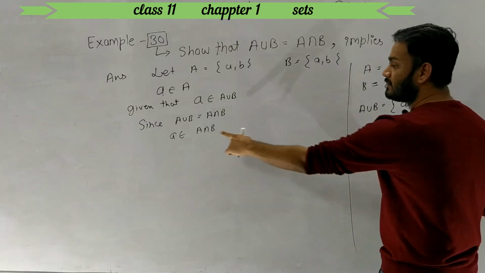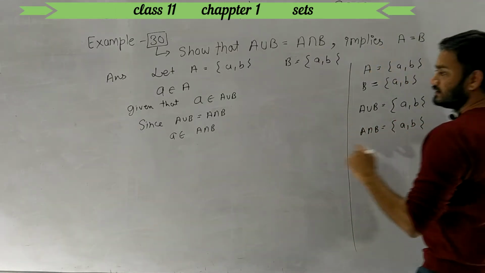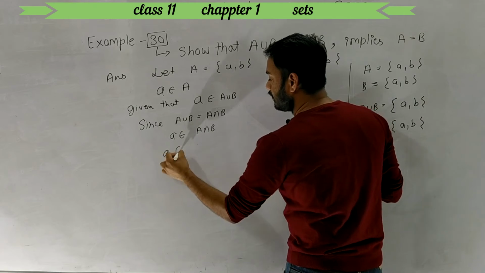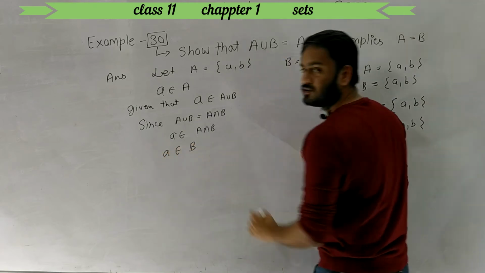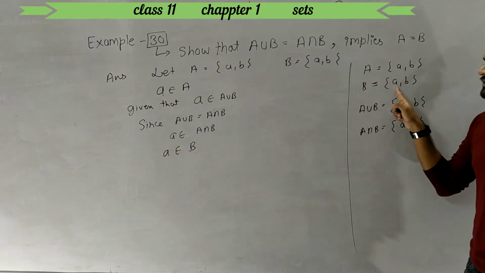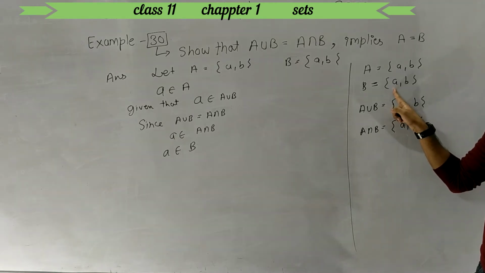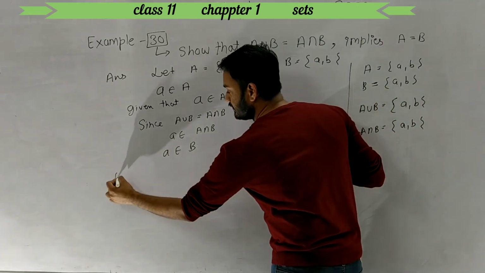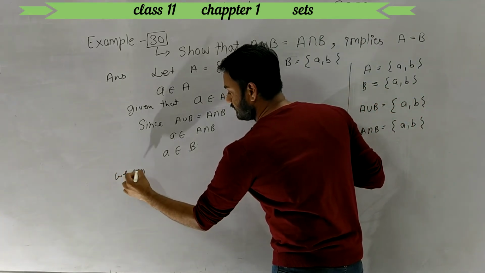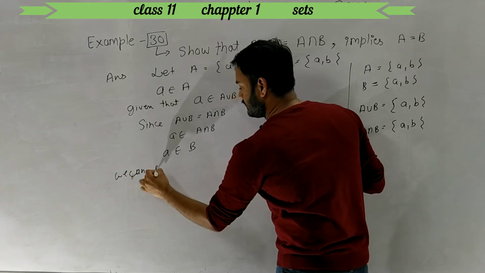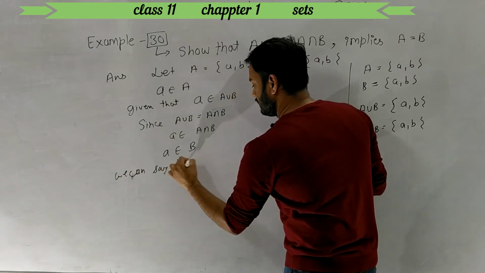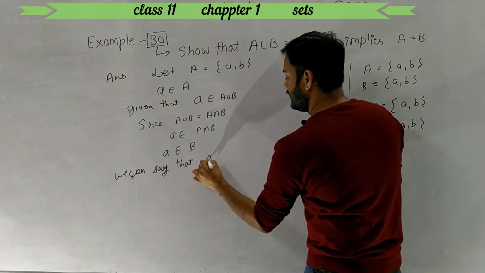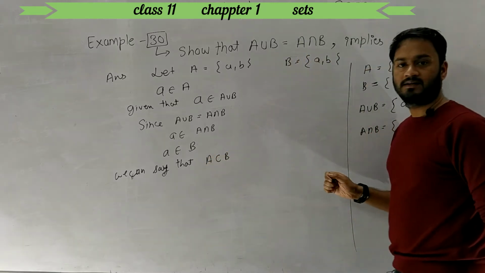Okay, and if a belongs to A intersection B, that means a belongs to set B also. Here it is, in this B also, element a is here. Okay, so we can say that A is a subset of B.